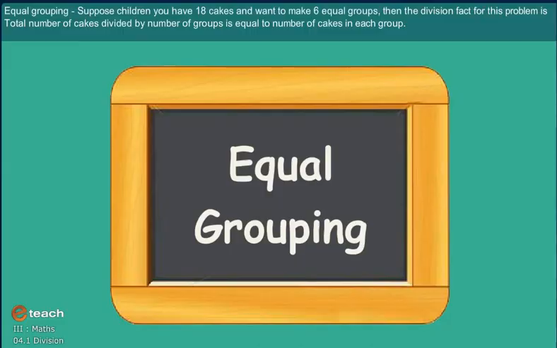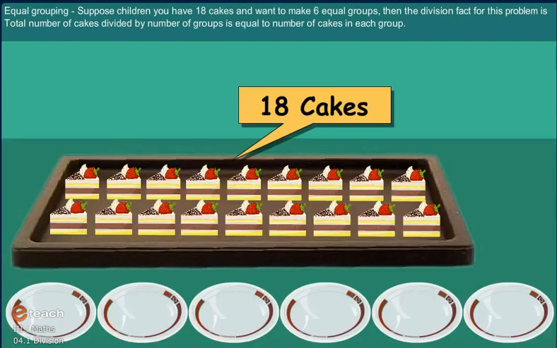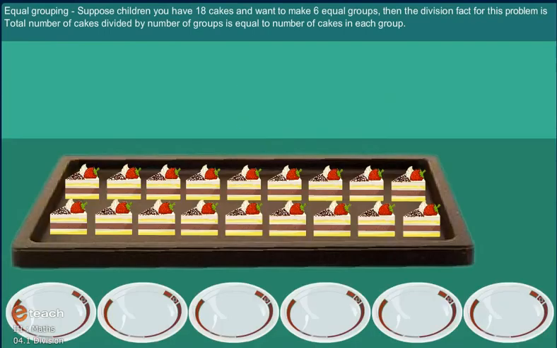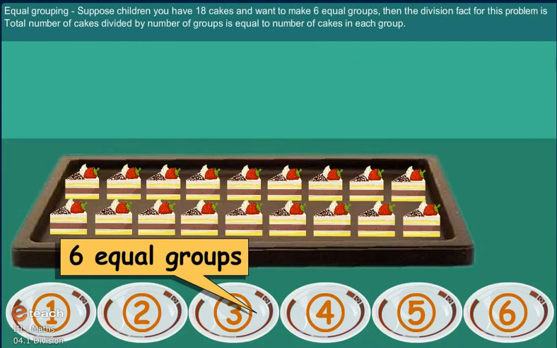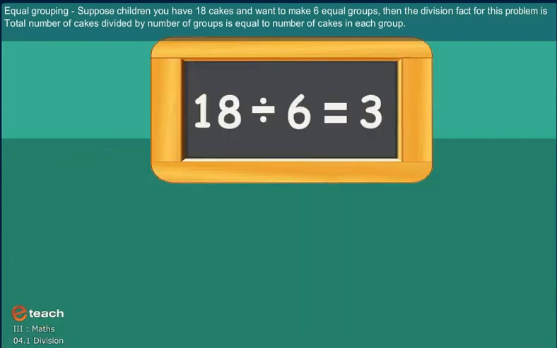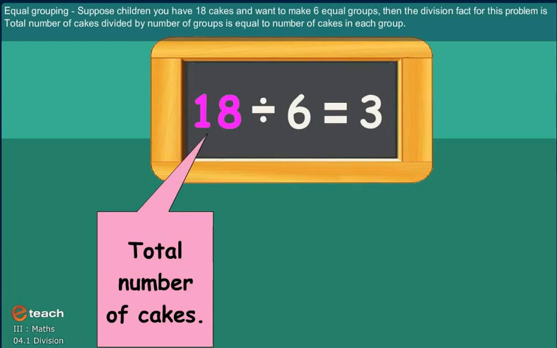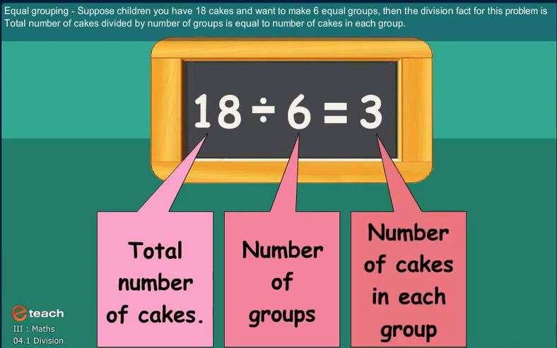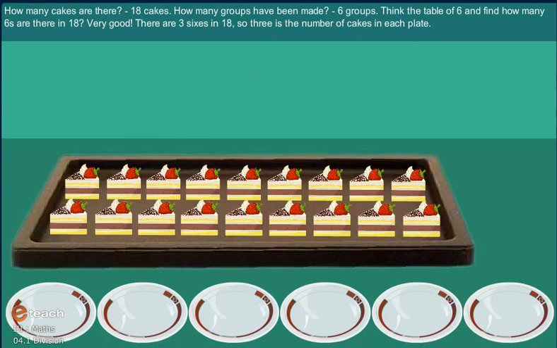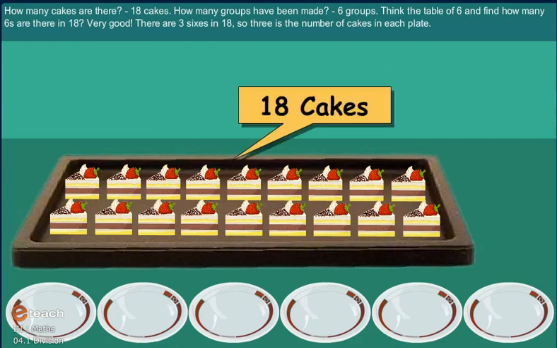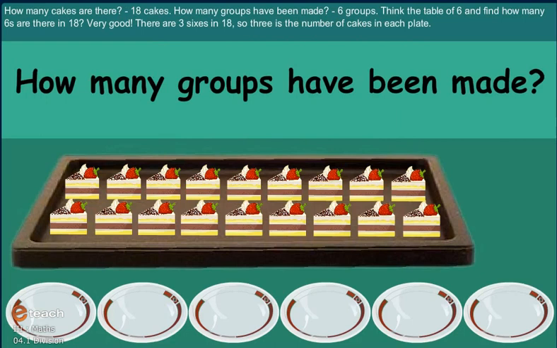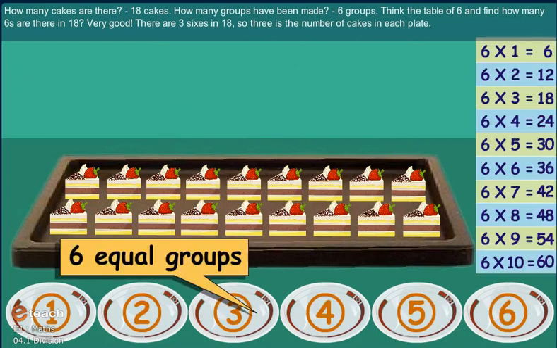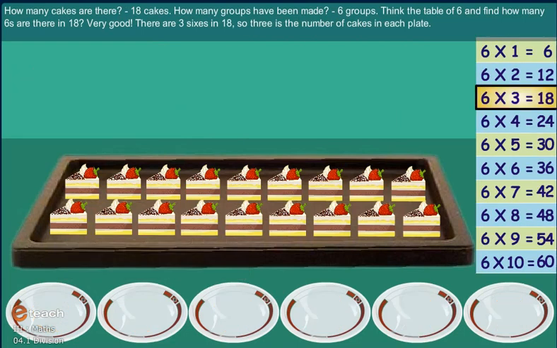Equal grouping. Suppose, children, you have 18 cakes and want to make 6 equal groups. Then the division fact of this problem is: total number of cakes divided by number of groups equals the number of cakes in each group. How many cakes are there? 18 cakes. How many groups have been made? Think of the table of 6. How many 6s are there in 18?